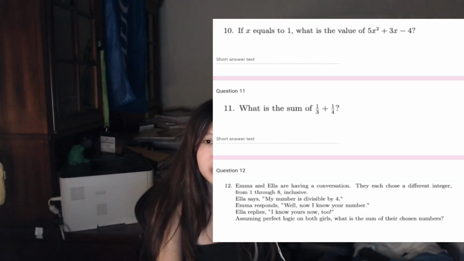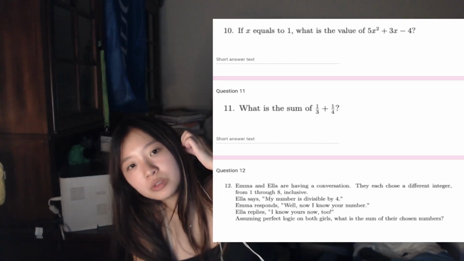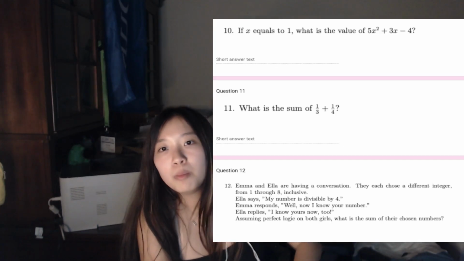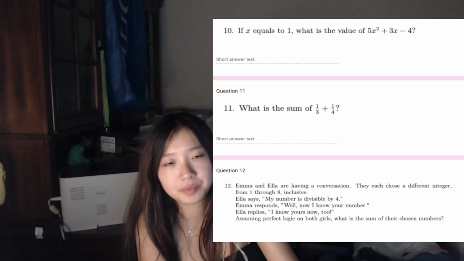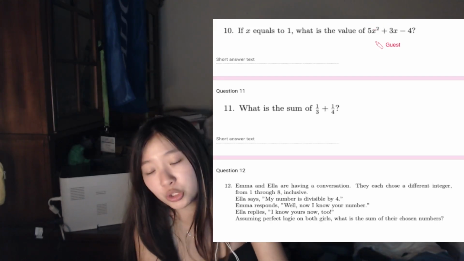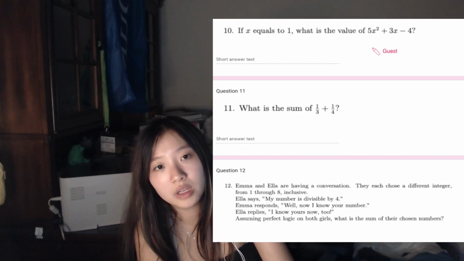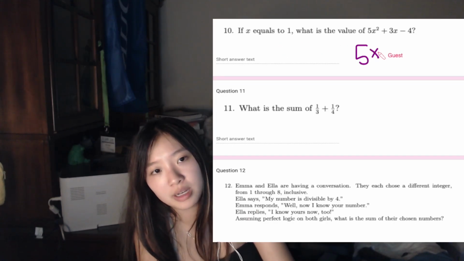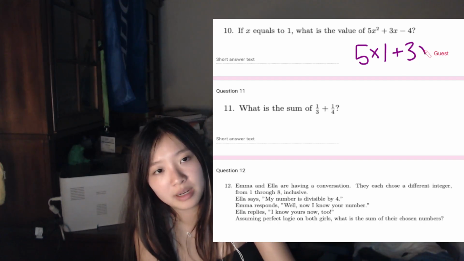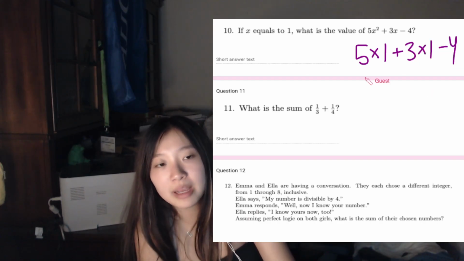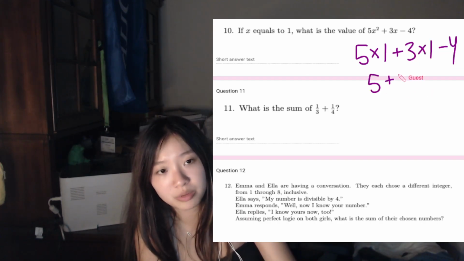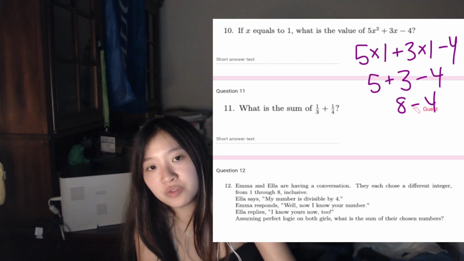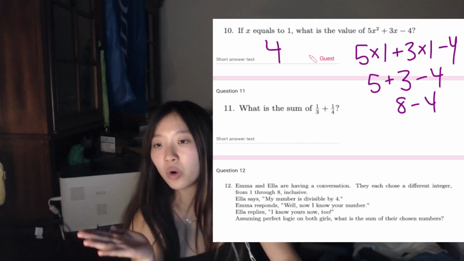Next set of questions. If x equals 1, what is the value of 5x squared plus 3x minus 4? More computation. How fun. Again, as I've explained, this squared means we're multiplying it by itself. So if x equals 1, 1 times 1 is 1. So then we have 5 times 1 plus 3 times 1 minus 4. Now 5 times 1 is 5 plus 3 minus 4, which is equal to 8 minus 4, which is just 4. So our final answer here is 4.